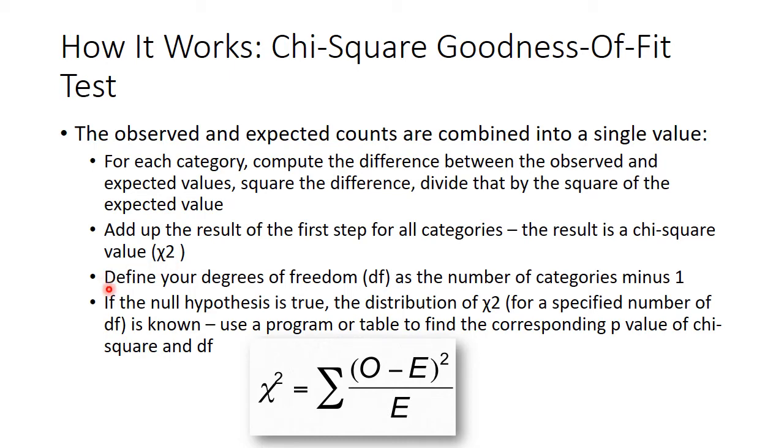And so we also will look at our degrees of freedom. Previously, when we looked at degrees of freedom for something like a t-test, what we saw is that we would use n minus 1. Here what we're going to use is basically the number of categories we have minus 1. And so again, if the null hypothesis is true, the distribution of that chi-square for our specified number of degrees of freedom is known. Basically, what we can do is use a program or table that will find us the corresponding p-value for that chi-square based on the degrees of freedom that we have.